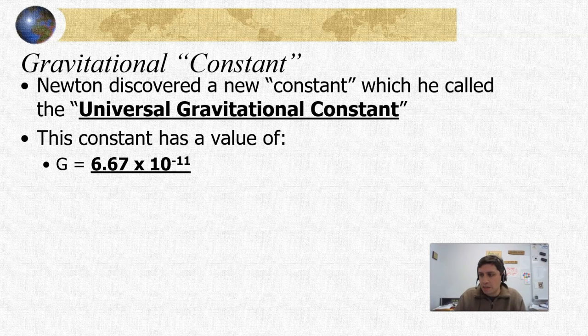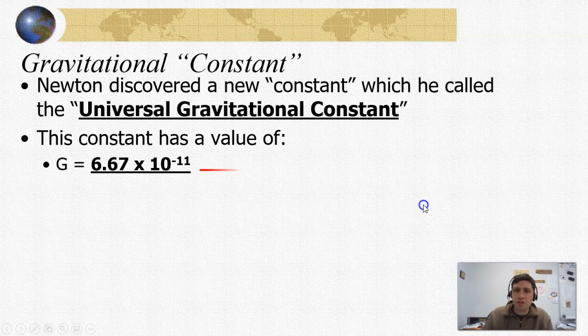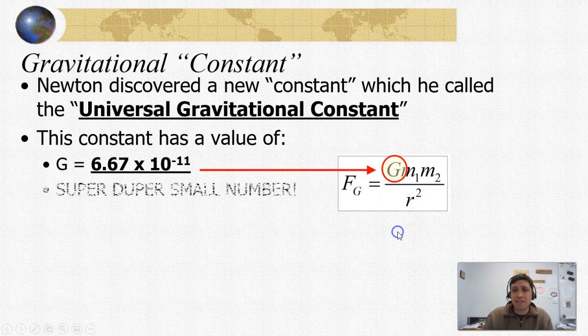If you're a little hazy on your scientific notation, you should know that that's a really, really super duper small number. It goes in our gravitational equation right here. It's capital G. I'm going to tell you more about this equation in just a minute. There's no math to this. We're not going to actually use this equation. We could, but we're not going to in this class this year. But it's a really small number.